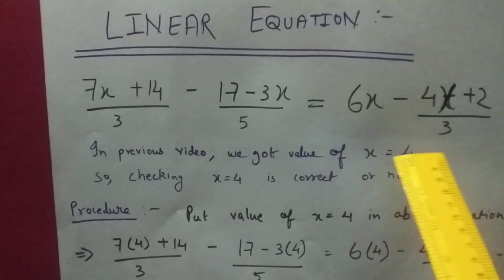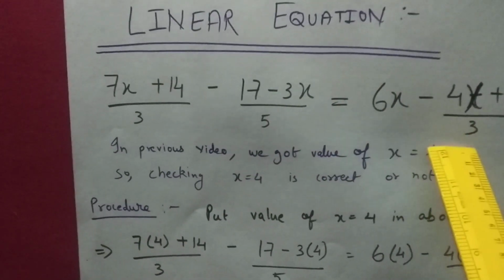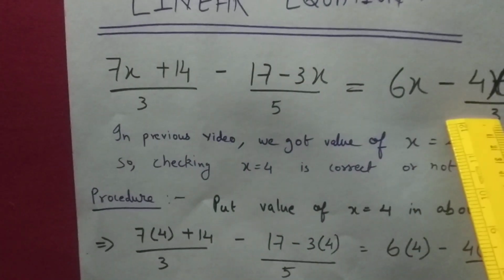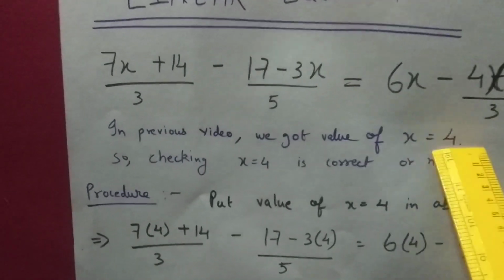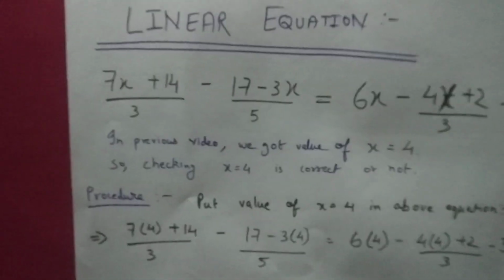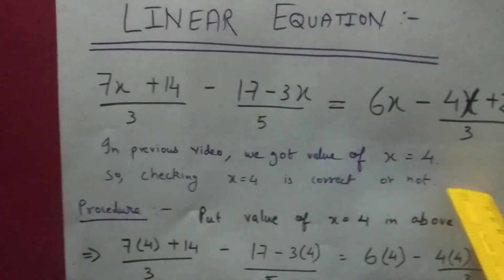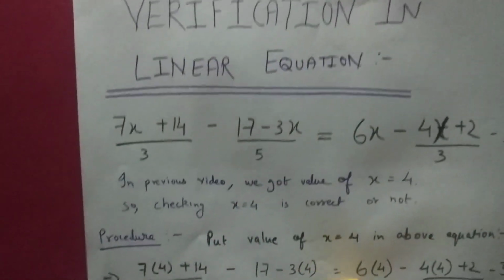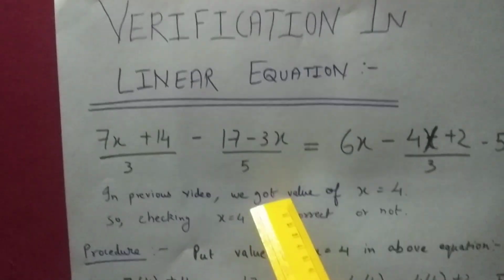And if we don't get LHS and RHS equal, or there must be something that this value will not satisfy, in that case that means our answer which we got is wrong. We have to again go back to the solution of the linear equation and check where we had made mistakes. Okay, so for now, this is verification.